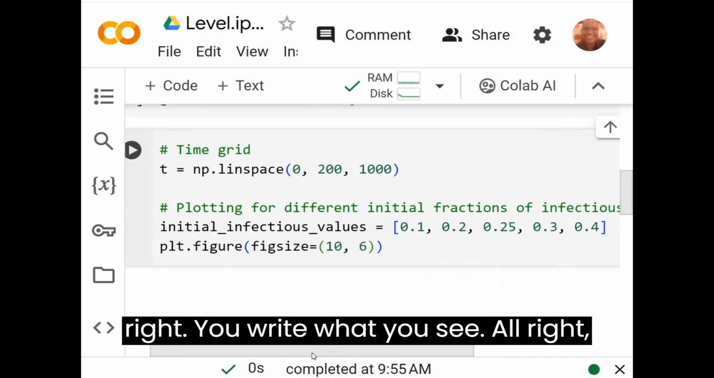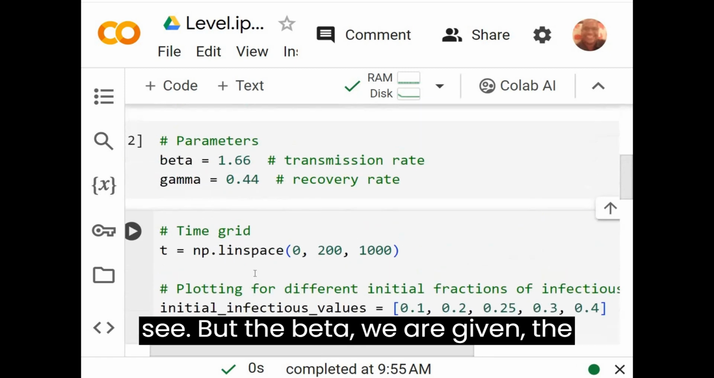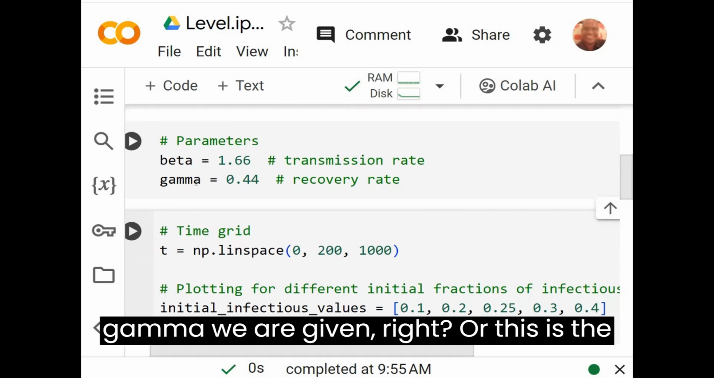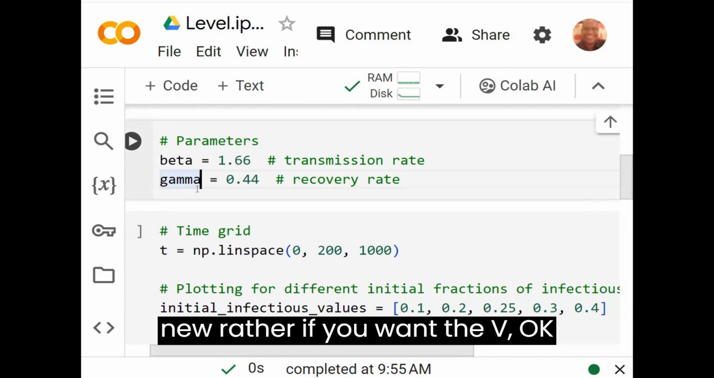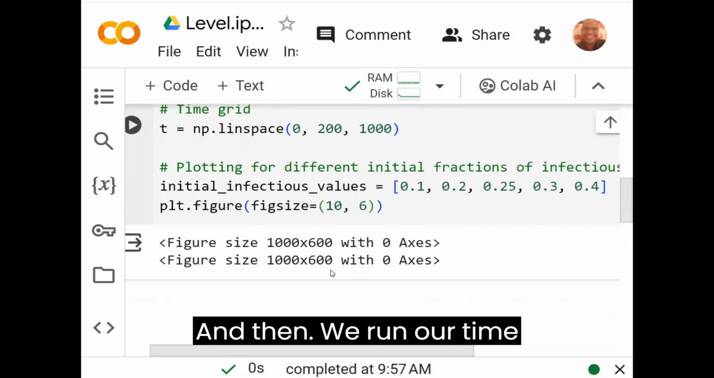All right, you write what you see. That's what I can say. You write what you see. But the beta we are given, the gamma we are given, or this is the nu, rather, if you want, the v. Okay. And then we run our time space.